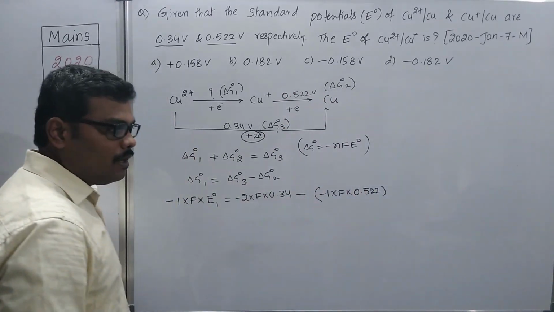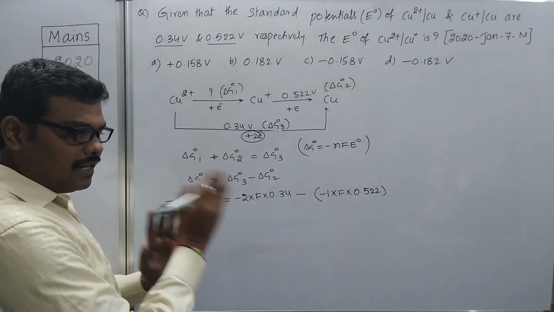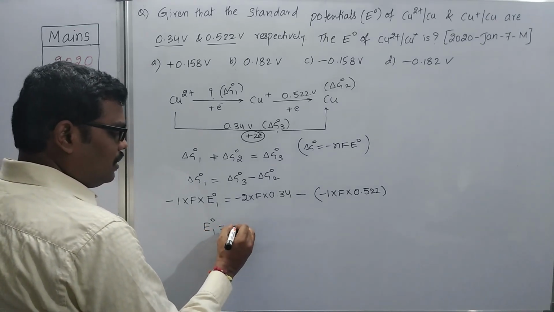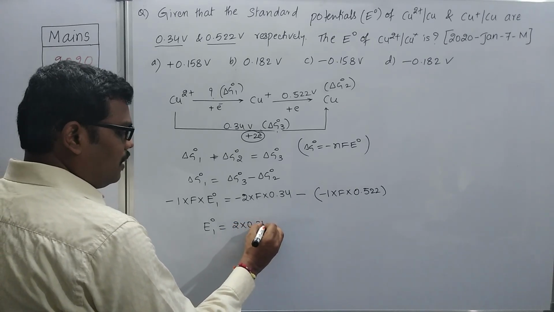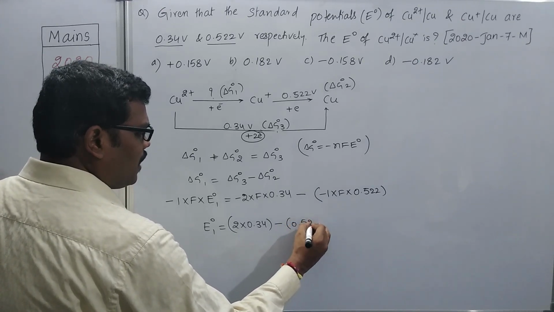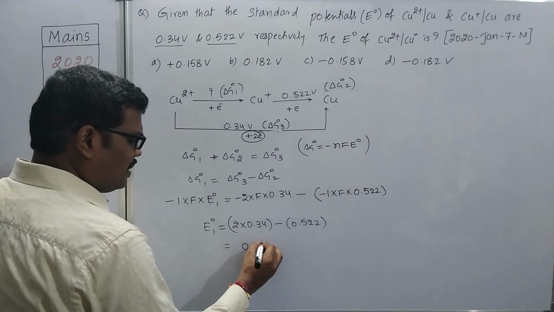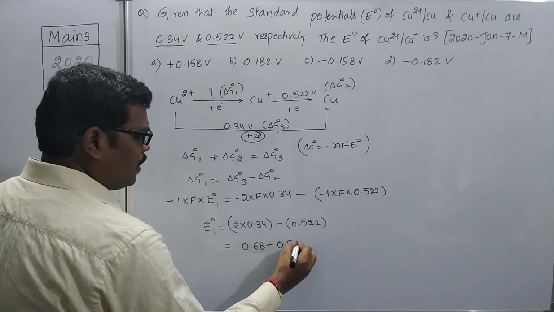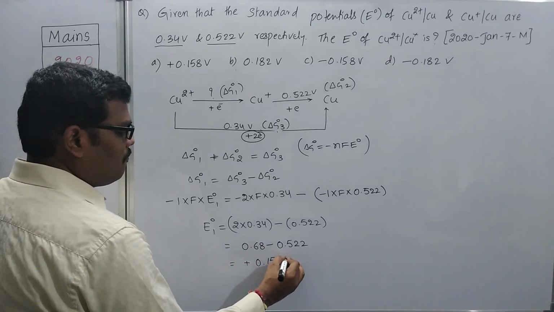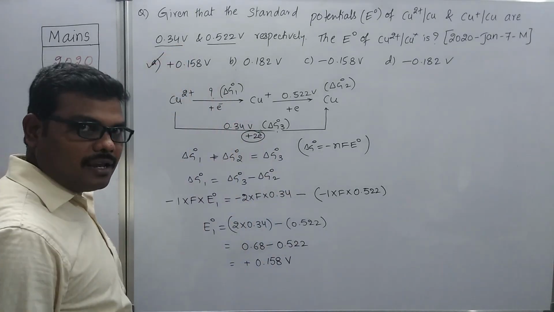0.522 volts. Now, minus F is common on the left side and the right side, so you can cancel it. Then you will get E01 is equal to 2 into 0.34 minus 0.522. So 2 into 0.34 is 0.68 minus 0.522, which is equal to plus 0.158 volts. Now the correct answer for this question is A.